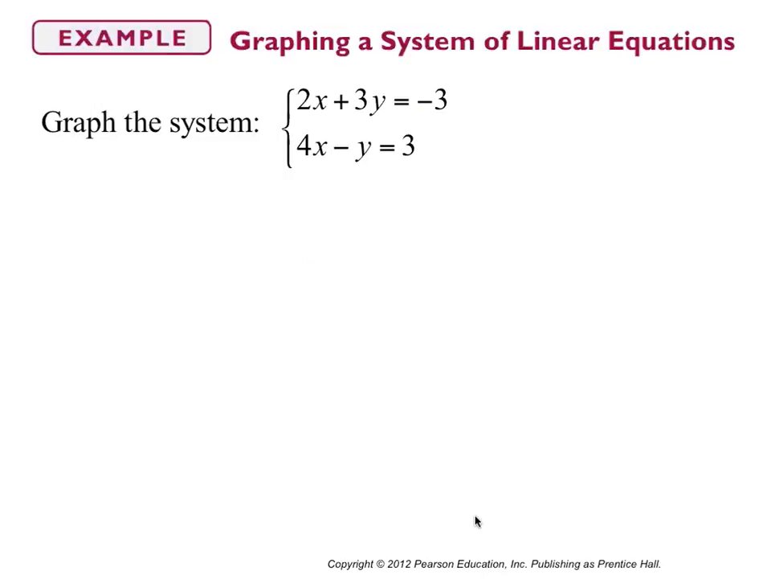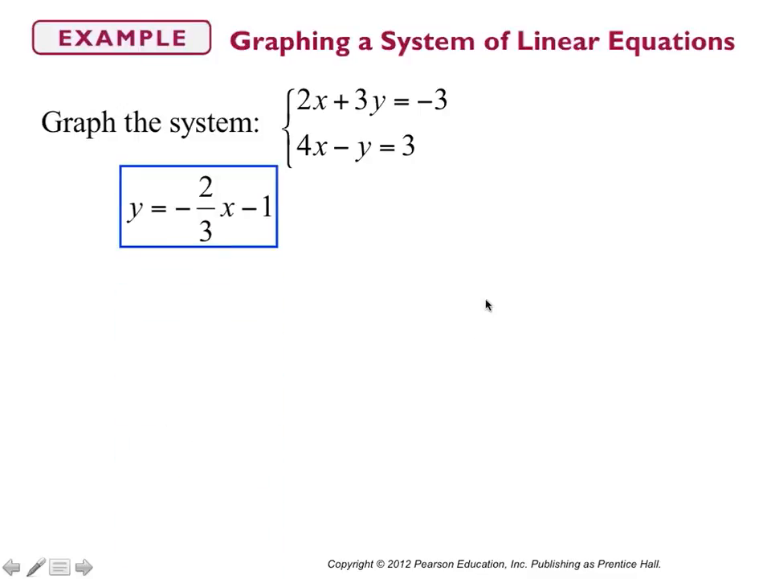So let's look at an example here. Let's say we want to graph the system. We have 2x plus 3y equals -3, and we have 4x minus y equals 3. What we probably want to do is go ahead and get this in slope intercept form, where we have y equals mx plus b.